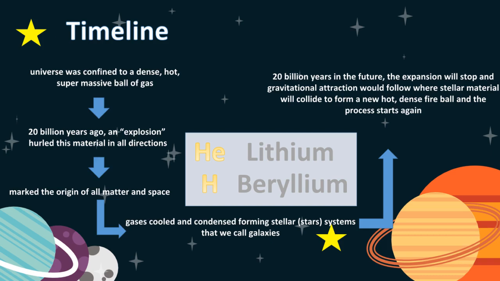Then 20 billion years ago, an explosion hurled this material in all directions and it continuously expanded. After which, gases cooled and condensed, forming stellar systems that we call galaxies. 20 billion years in the future, the expansion will stop and gravitational attraction will follow, where stellar material will collide to form a new hot, dense fireball, and the process starts again.